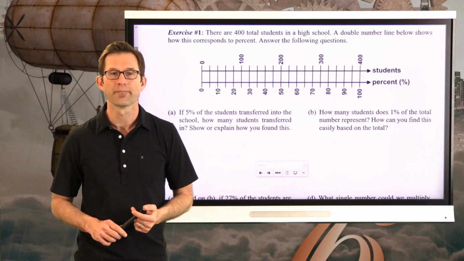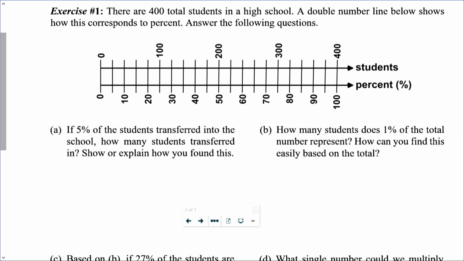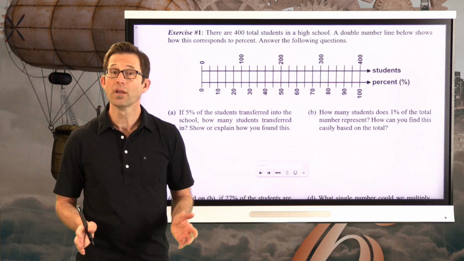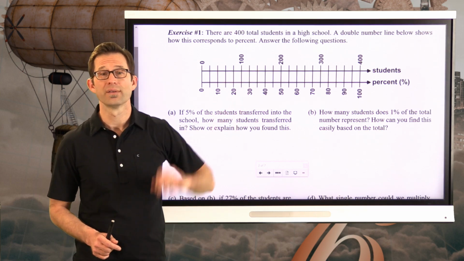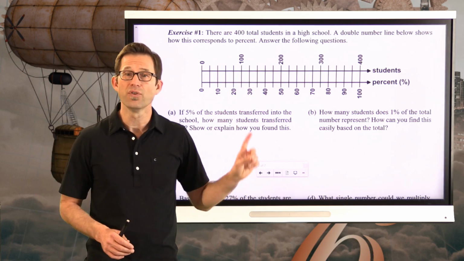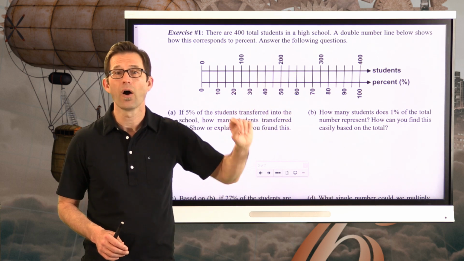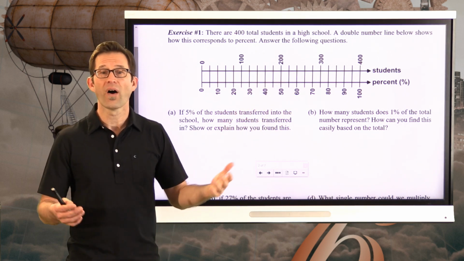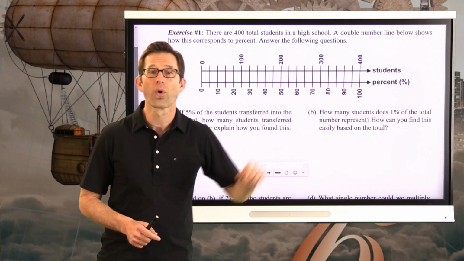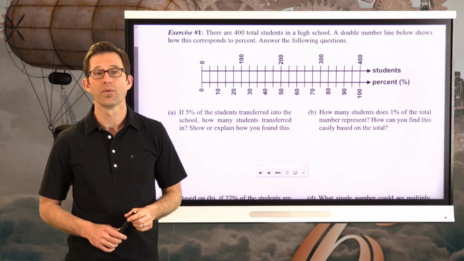Let's take a look at letter A. If 5% of the students transferred into the school, how many students transferred in? Show or explain how you found this. Now this is a little bit trickier because of the way the number lines are scaled, but I want you to see if you can use this double number line to help you figure out what 5% of 400 is. Pause the video now.